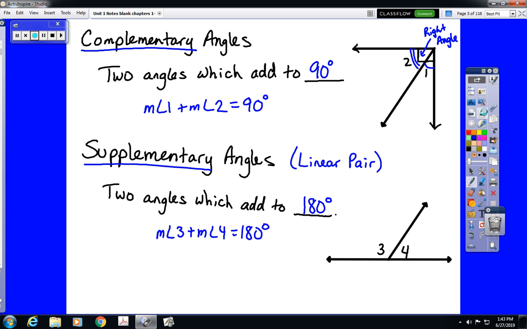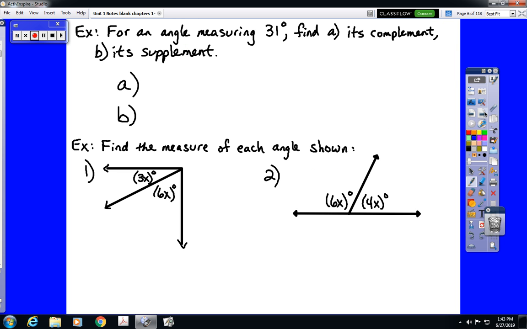Okay? So let's do some examples. And these are going to be really, really simple examples because, well, that's kind of the way that this works. We should know how to do this already, so we shouldn't need to spend very much time on it. For an angle measuring 31 degrees, find A, its complement, and B, its supplement. So when we see the word complement, we need to think, okay, so we're looking for an angle plus 31 degrees that equals 90, because complement means 90. So we would say, okay, 90 minus 31 means that its complement is 59 degrees.